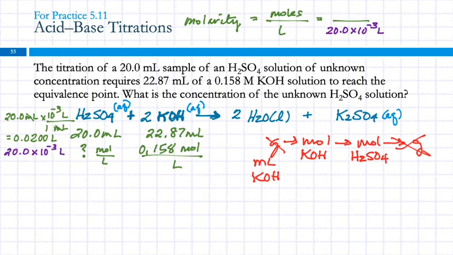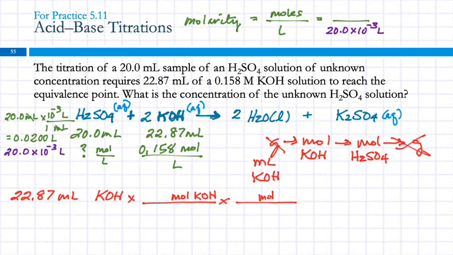So I've got volume of KOH, 22.87 milliliters KOH, times, in a line, going to moles of KOH, times, in a line, going to moles of H2SO4, and I'm going to stop. Moles of KOH down here, so those cancel out.